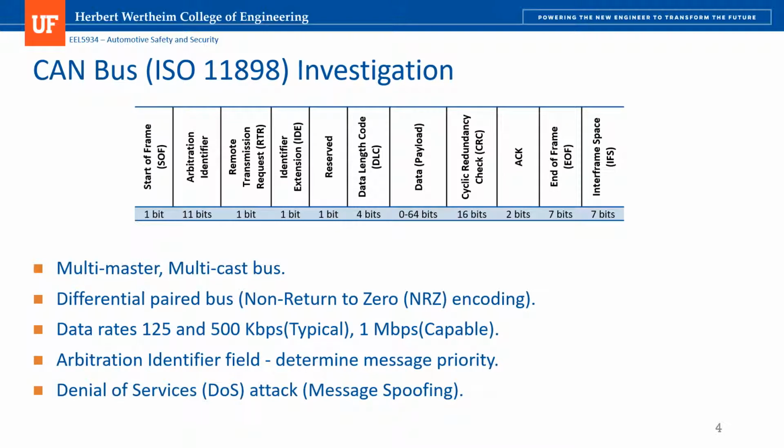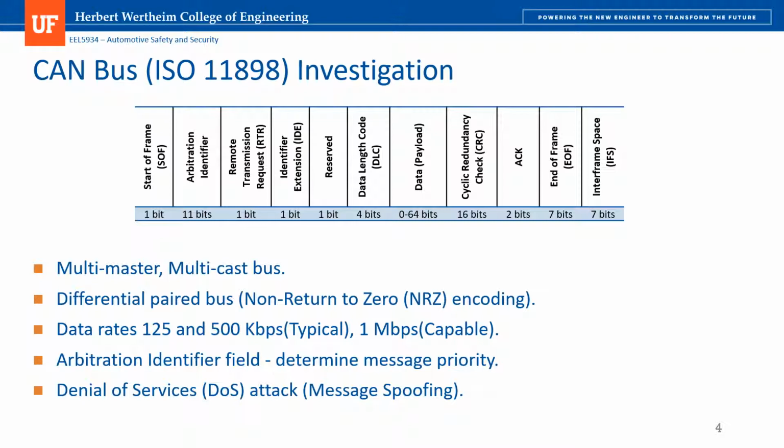As we're all familiar with, the CAN bus is a multi-master, multi-cast bus. It's differential paired with a non-return to zero, or NRZ, encoding. The maximum capable data rate is 1 megabit per second, and typically these buses are run around 125 and 500 kilobits per second. The main thing here I wanted to harp on was the arbitration identifier field.